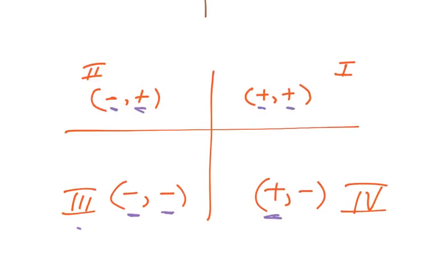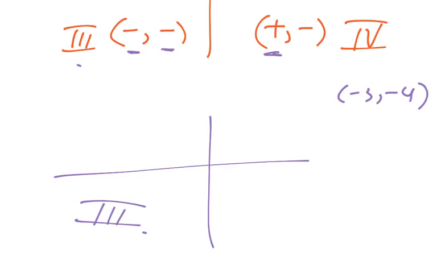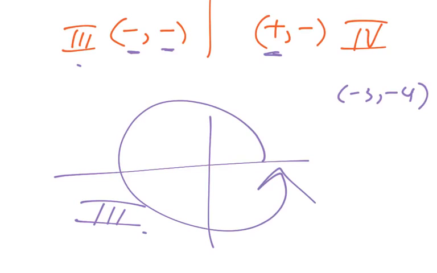Yeah. So the point, though, is that if I give you something like, let's say I give you (-3, -4), what quadrant would that be in? It would be that one. So that would be quadrant 3? 3. Okay? So this is how you do it.